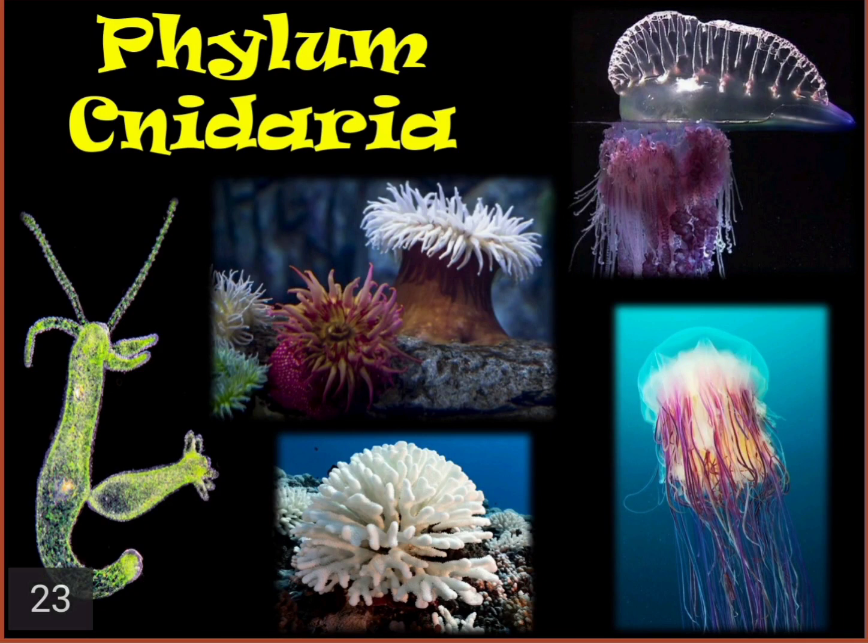The examples which are given in your textbook are Hydra, the first picture which is given over there, the green animal. Then Adamsia, you have Physalia and Aurelia, which is the other name for a jellyfish. And the last example is also corals. Corals also come under Cnidaria.